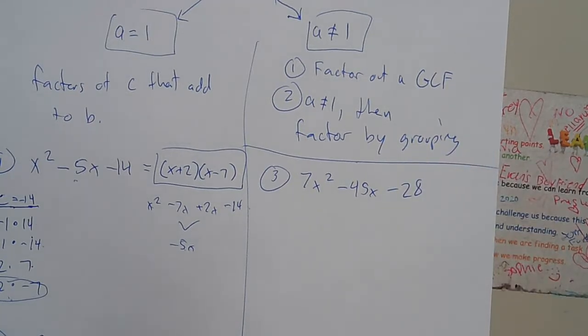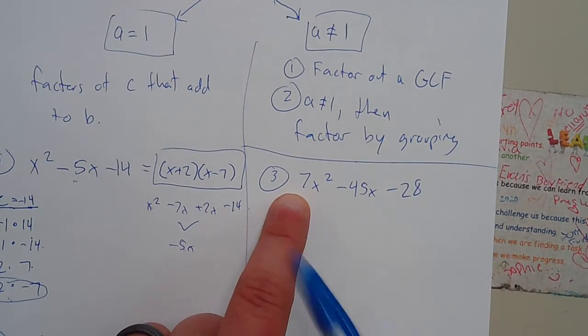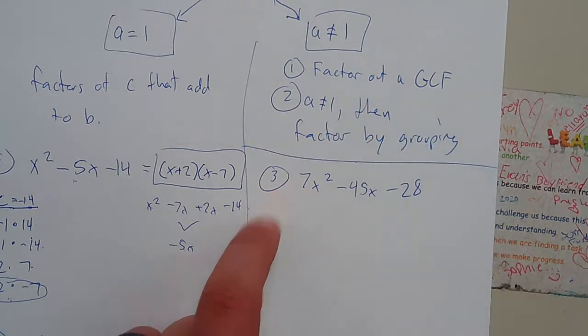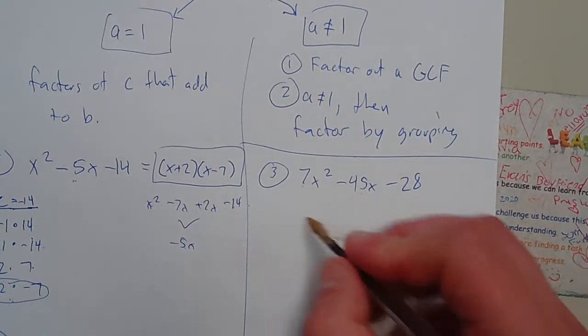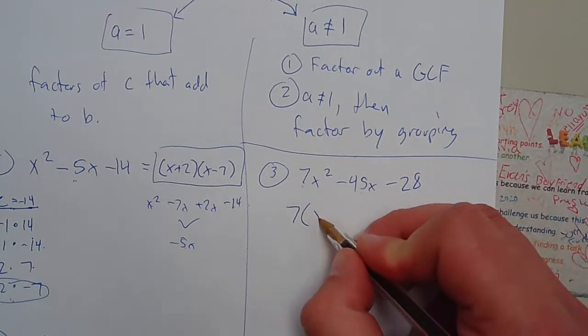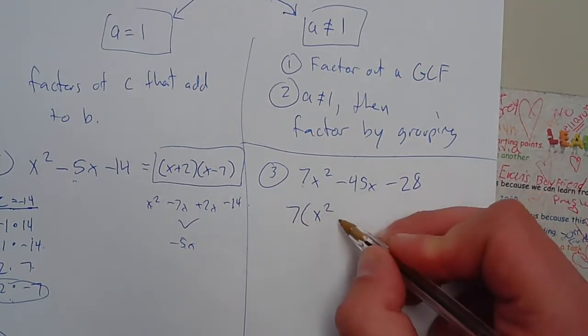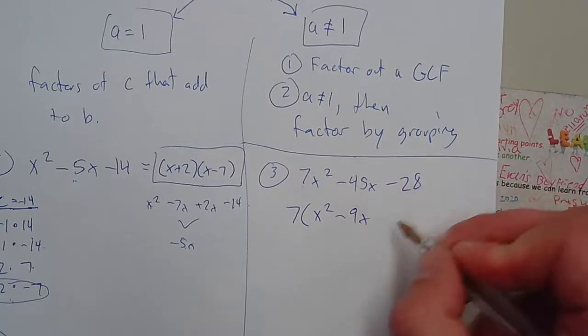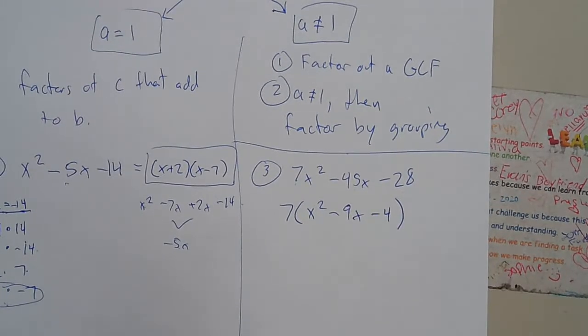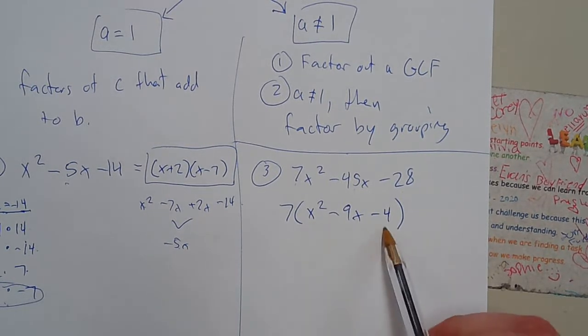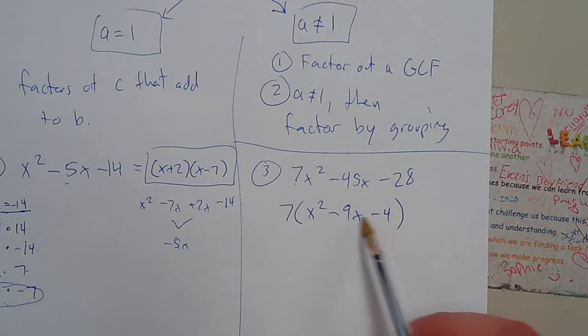Okay, so we'd look at this, we'd be like, oh crap, a's not 1. So we go down this branch. We say, okay, can we factor out a GCF? Absolutely. If you look at these, every one of these is divisible by 7. So once I do that, I'm going to have x squared. If you divide that by 7, you get a negative 9. And divide that by 7, you're going to get a negative 4. Okay, cool. So now we're looking at that, and we're like, all right, let's see if I can factor what's in here further. Because this is now just an a equals 1.